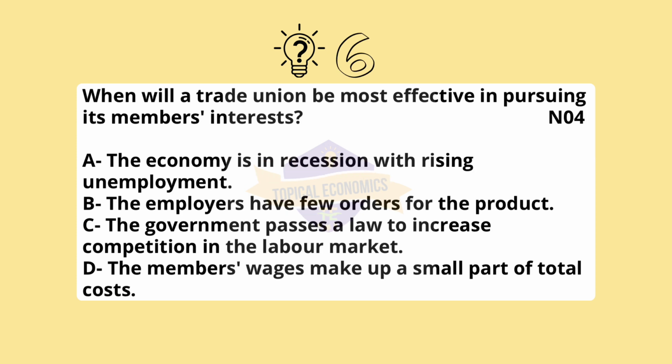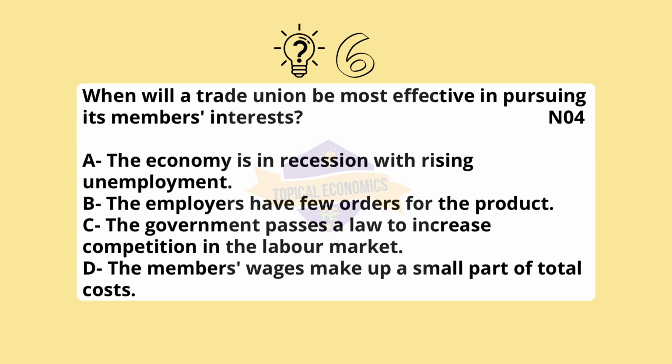Question number 6. Again, this is from November 2004. When will a trade union be most effective in pursuing its members' interests? Option A, the economy is in recession with rising unemployment. Option B, the employers have few orders for the product. Option C, the government passes a law to increase competition in the labor market. And option D, the members' wages make up a small part of the total costs.